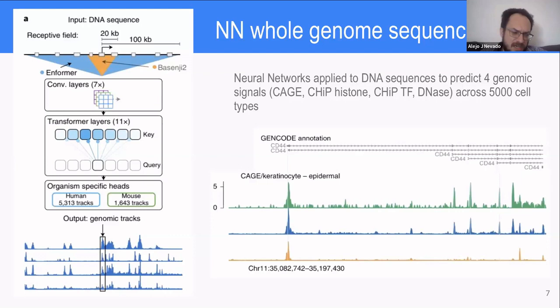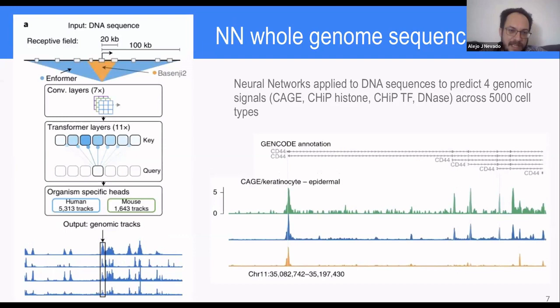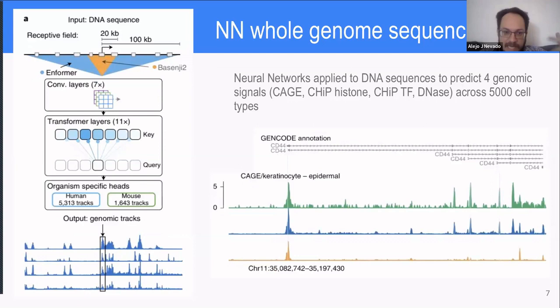On the left, you simply have a diagram of what the neural network does. You feed the whole sequence at the top. Then you have a number of so-called convolutional and transformer layers. They are different types of architectures, how the neurons connect to each other. And then in the output, you simply have the average value of the signal in that little window, for whichever location of the genome you gave to the neural network. The neural network reads around a quarter of a million base pairs in a single window, but then predicts the value of these signals in the center of the window. Can we go to the next one, please?